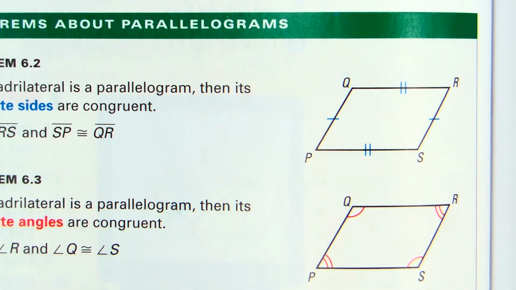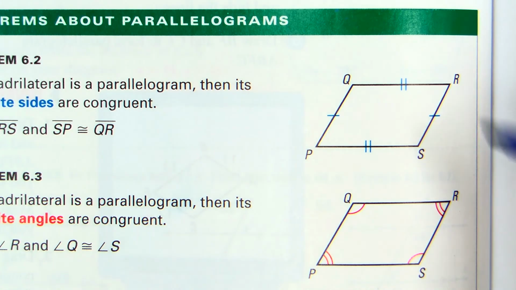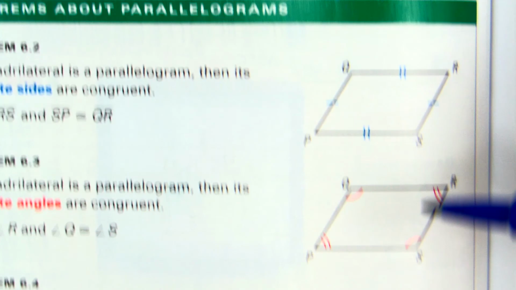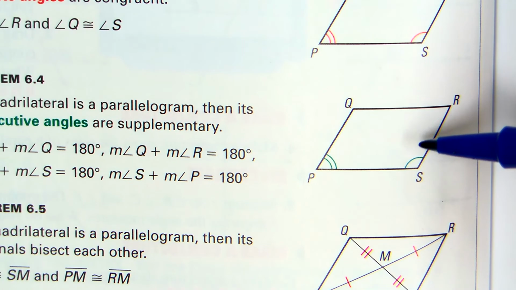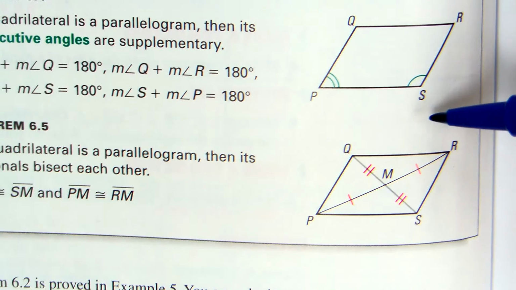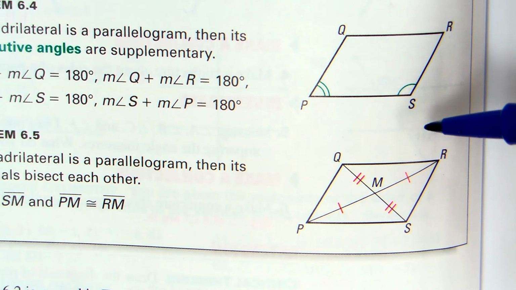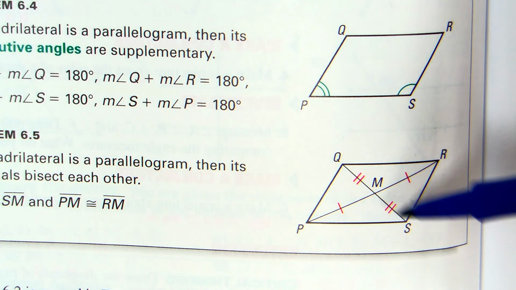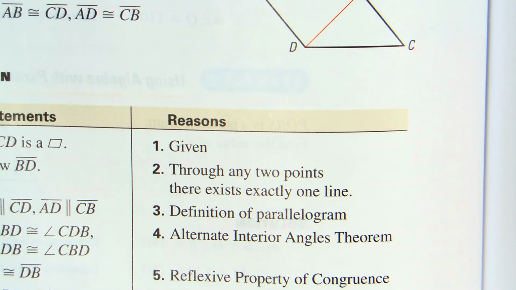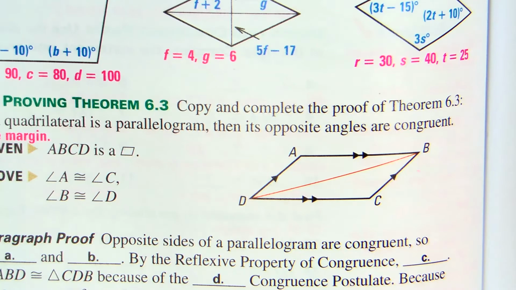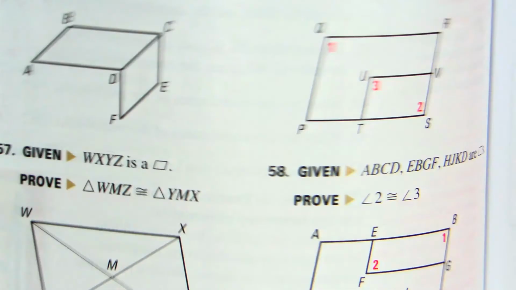Also, a parallelogram has some other properties to it. Opposite sides are congruent. Opposite angles are congruent. Consecutive angles are supplementary. And then the diagonals of a parallelogram bisect each other. Diagonals join two opposite angles. Those are the main properties of a parallelogram.